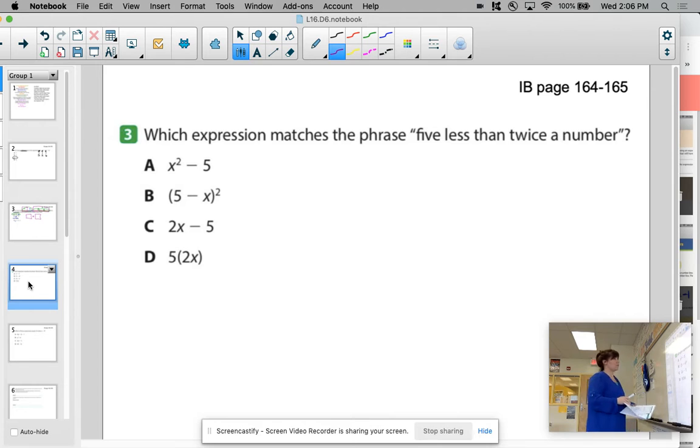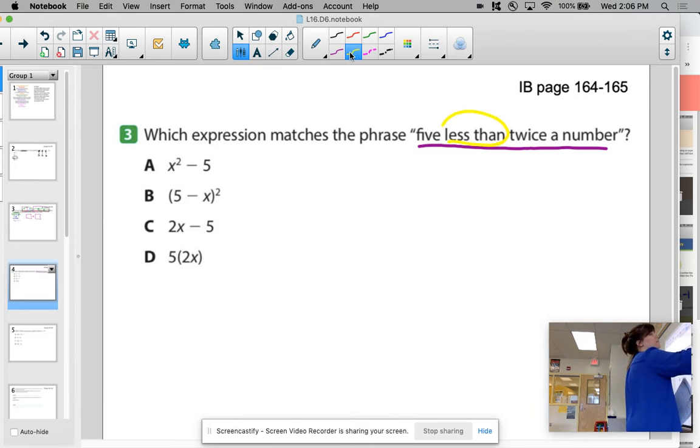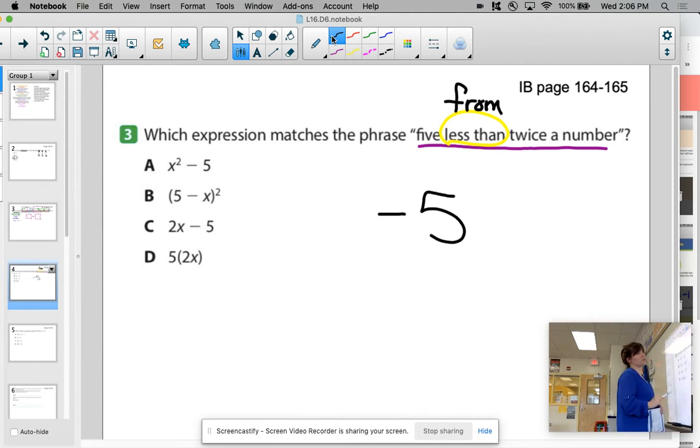Number 3, we wanted to, again, find the expression that matches 5 less than twice a number. Remember, this keyword less than tells you, wait a minute, this is not going to be write it as you read it. We have to take 5 from twice a number. Remember, those 2 words are meaning the same thing, and we have to make sure our 5 is after our subtraction. And then twice a number is going to be that number times 2, and that matches choice C.